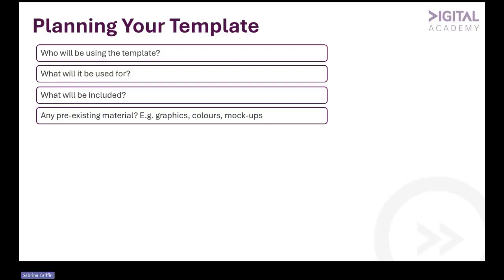What will be included? So yeah, tables, table of contents, graphics, columns. And is there any pre-existing material? So you may have already had a template, but you're just looking to update it. Is there anything that you can grab from that template? And like I said, any graphics, particular colors or mock-ups.